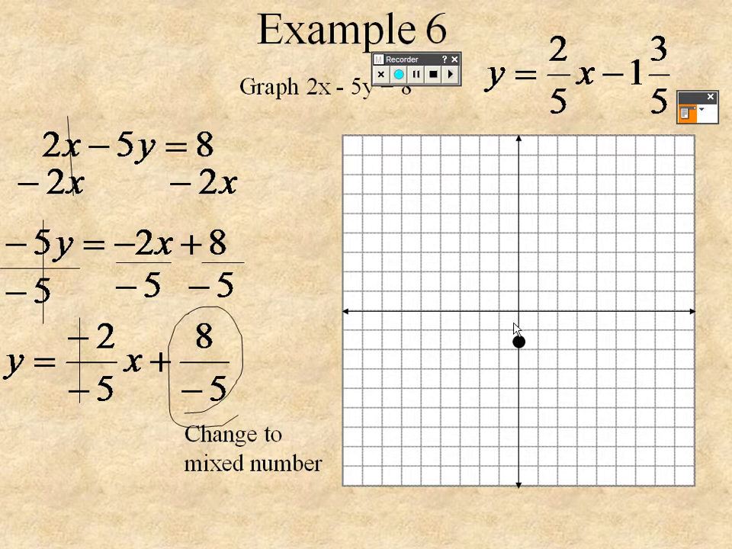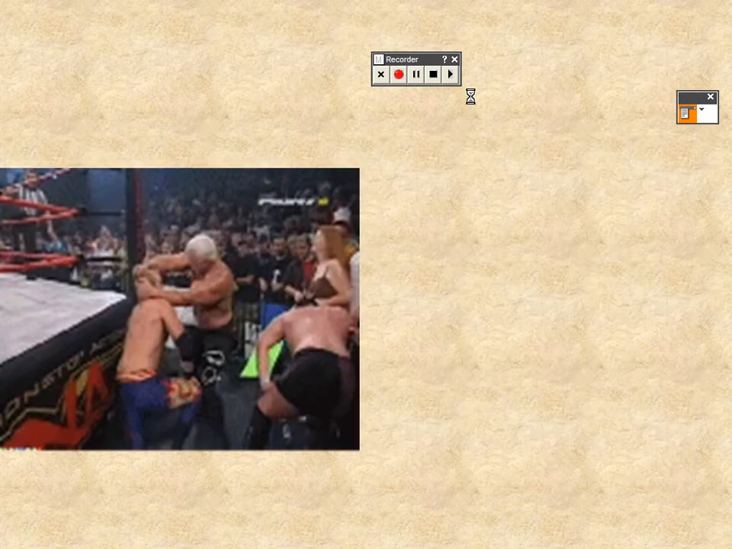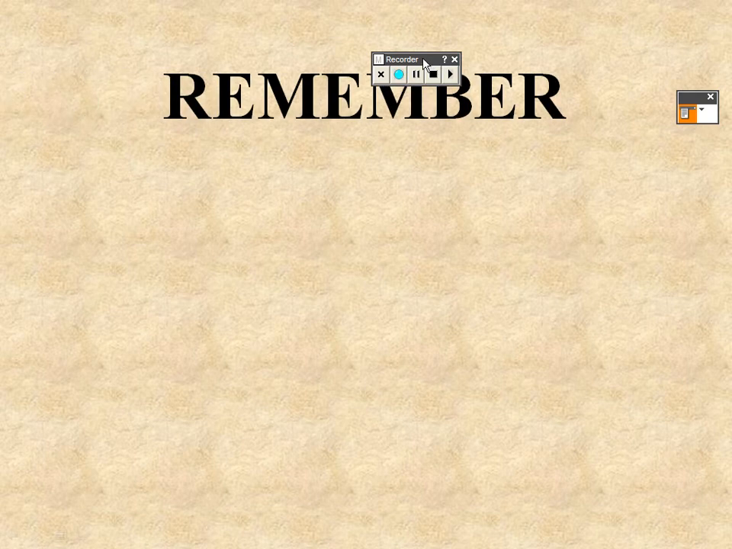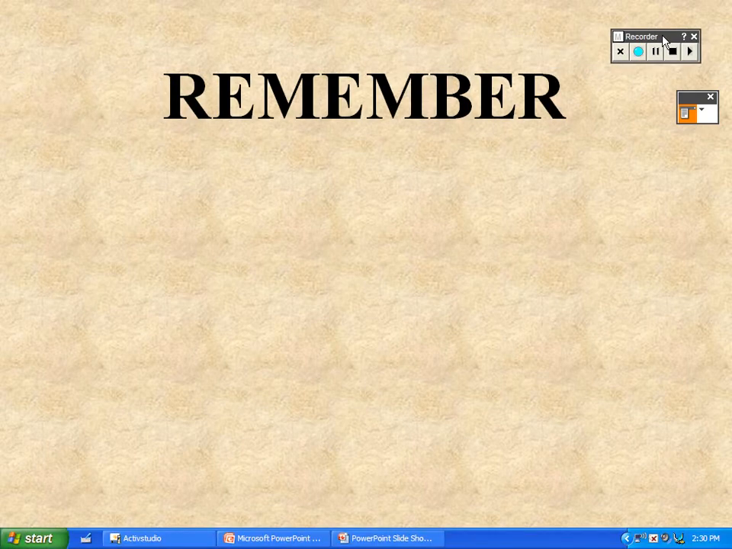this means I go down 1 3/5, which is about there. Now I'm going up 2 whole spots. 1 spot would be there, 2 would be there, and then over 1, 2, 3, 4, 5, and put a point. You can also go down 1 spot, 2 spots, and over 1, 2, 3, 4, 5. Draw a line and connect it. So there we are.